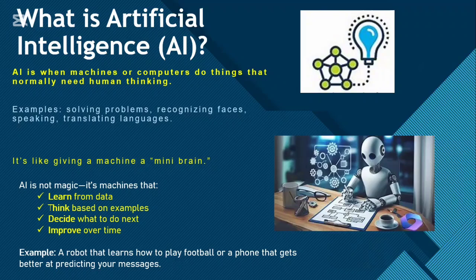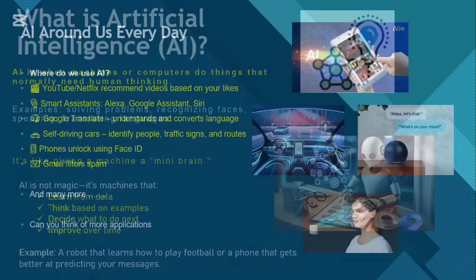AI is not magic. It's just a machine that learns from the data, thinks based on examples, decides what to do next, and improves over time. For example, a robot that learns how to play football, or your phone that gets better at predicting your messages. So all of this is basically artificial intelligence.